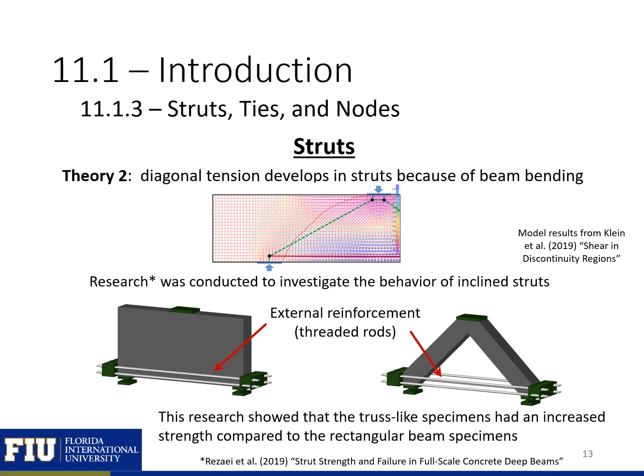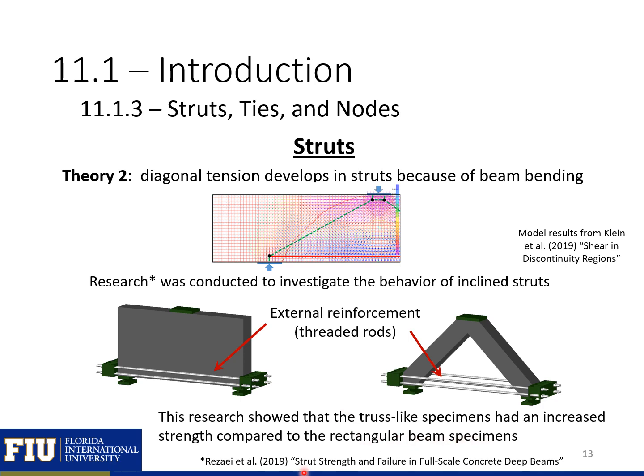Our second theory for how tension develops in our struts is that diagonal tension will develop in the strut because of beam bending. So here we have a typical beam, and you can see that the bending of the beam will influence the behavior of the strut. There was research conducted that investigated the behavior of inclined struts between a rectangular beam, where within the theory of bottle-shaped struts, stresses would be allowed to spread between support and load, and these truss-like specimens where we don't allow the stresses to spread. So there's a constant cross-section area along the whole length of the strut. And essentially, this research showed that our truss-like specimens had an increased strength compared to the rectangular beam specimens.